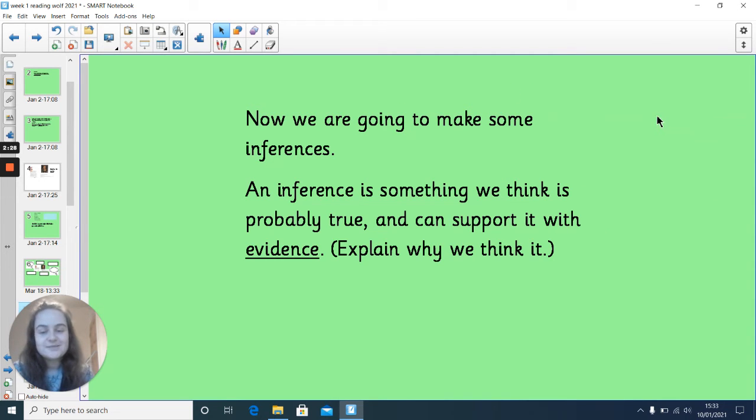Okay, next we are going to make some inferences. An inference is something that we think is probably true, and we can support it with evidence from the text. That means when we read the story, we think, I think that that's probably true because there are some little clues in there that make me think it is probably true. These are a little bit harder, and they are going to go into the bubble-shaped boxes on the worksheet. And if you're just writing them down on plain paper, that is also absolutely fine.